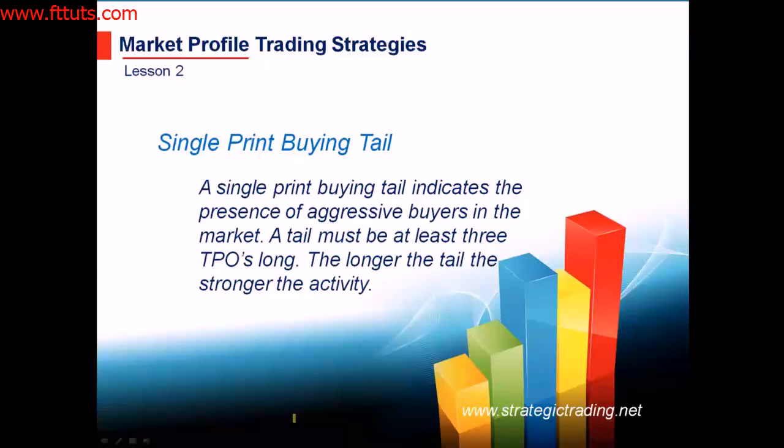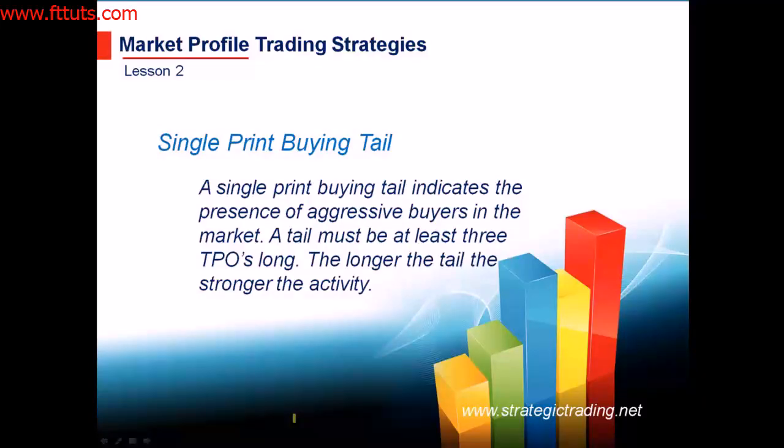All right, another important concept that we want to have under our belt in understanding and analyzing a profile chart is the single print buying tail, and in a couple of moments we will also talk about a single print selling tail. A single print buying tail indicates the presence of aggressive buyers in the market. We don't want to just look at any tail. Our tail needs to be at least 3 TPOs long, and the longer the tail, the stronger the activity.